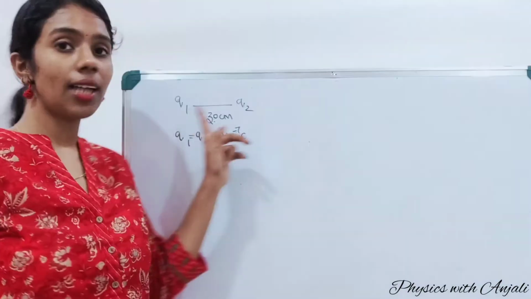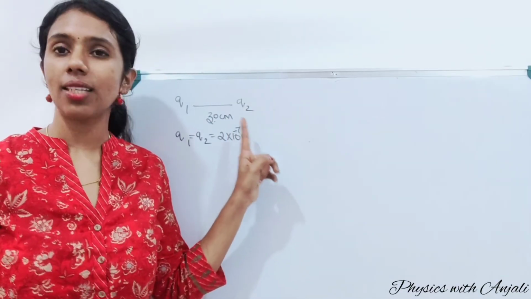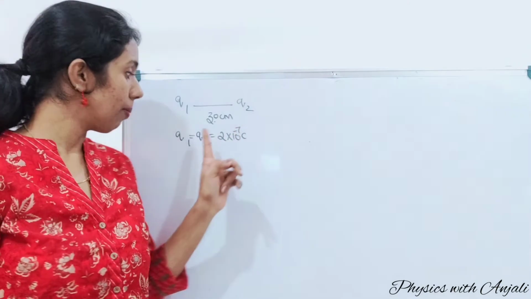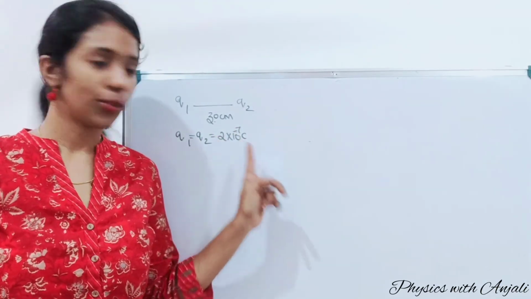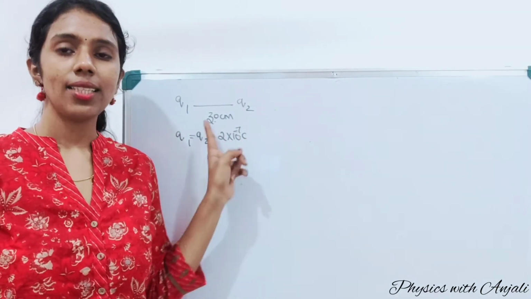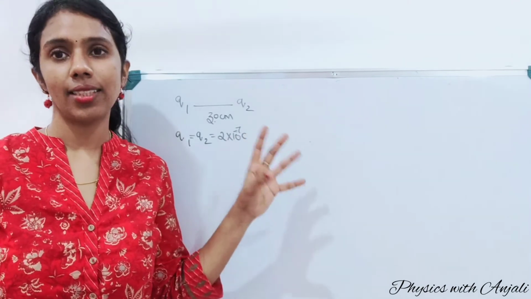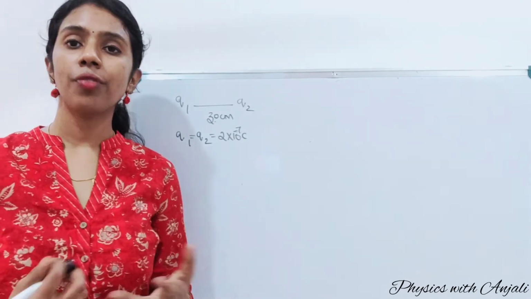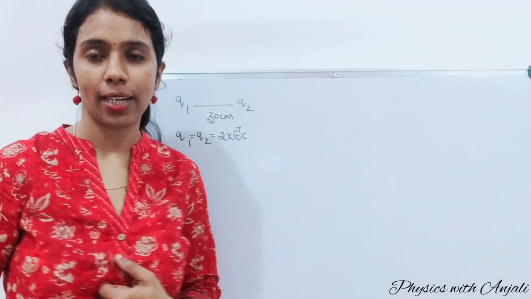We can directly substitute the given quantities in the equation and find the answer. So this is a question where two charges Q1 and Q2, which are equal in magnitude, the magnitude is also given, it is 2 into 10 raised to minus 7, are separated by a small distance of 30 centimeter. We have to find the force experienced by Q1 and Q2.